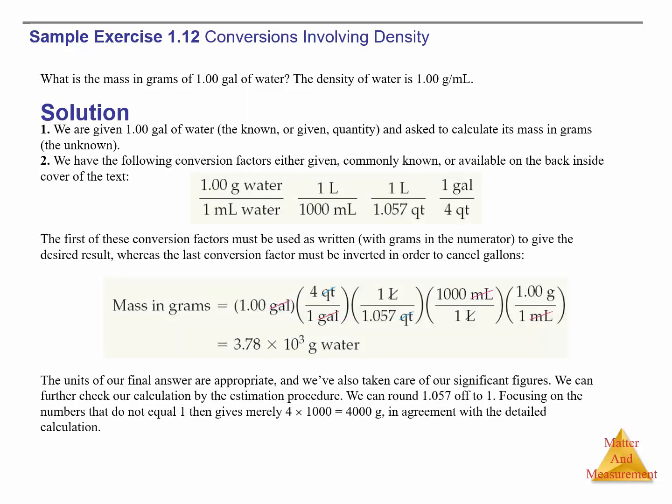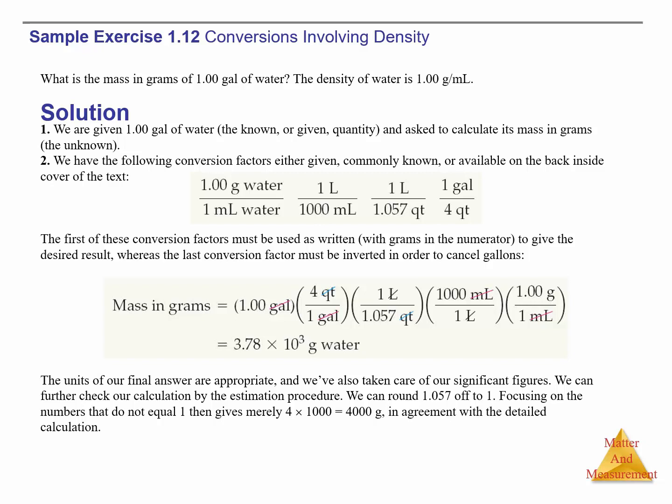We are given 1 gallon of water. The known or given quantity are to calculate the mass in grams. We have the following conversion factors, either given, commonly known, or available. 1 gram of water, 1 mL of water, 1 liter, 1000 mL, 1 liter, 1 quart, 1 gallon per quart. Now the first of these conversion factors must be used as written with the grams. So you must use all these conversion factors, 1, 2, 3, and 4, to get your final answer in a gram.